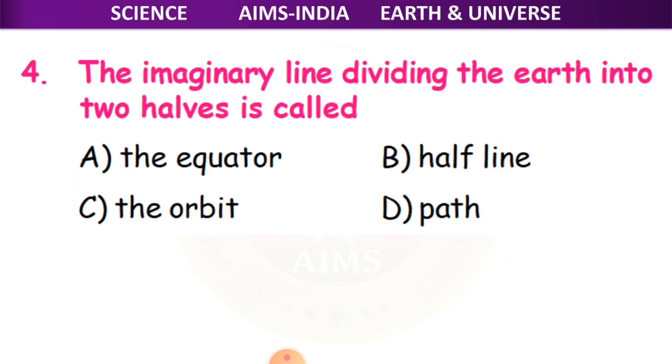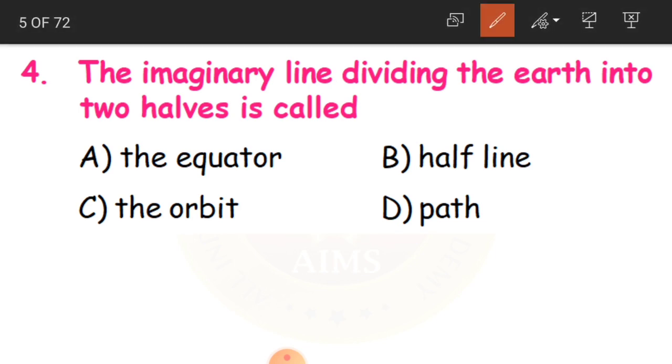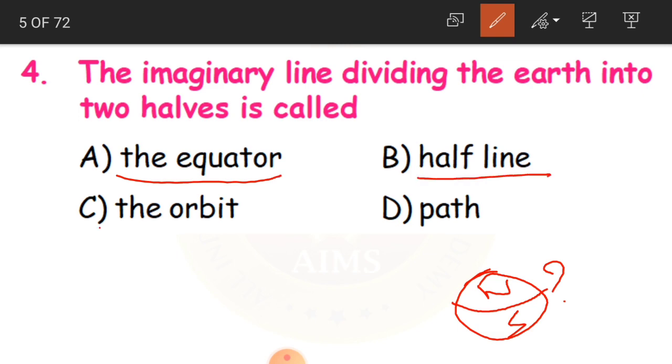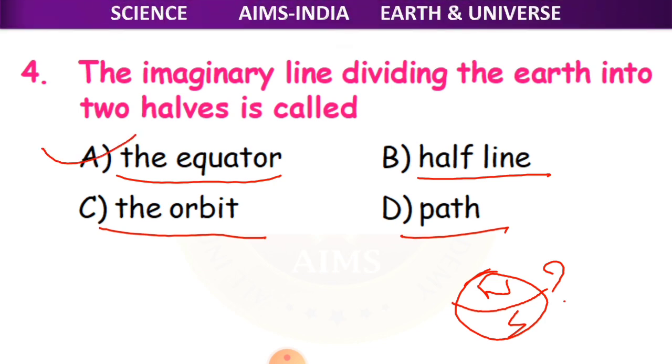Clear, children? Now, the fourth one, the imaginary line dividing the earth into 2 halves is called. We have learned that the earth has an imaginary line, no, which divides the earth into 2 parts, the northern hemisphere and southern hemisphere. What is this called? Is it the equator, half line, orbit or path? And the answer is the equator, option A.